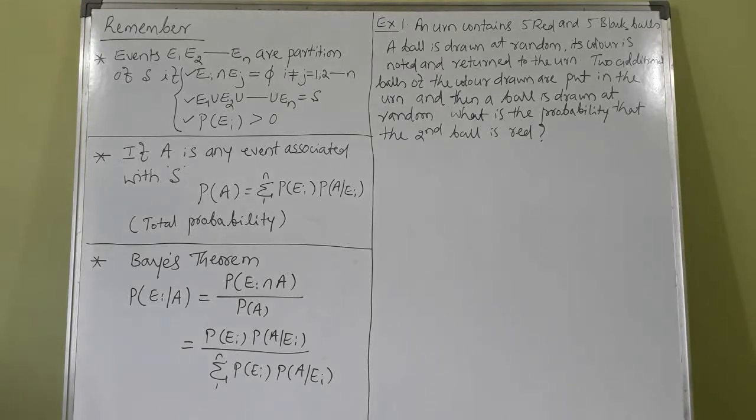So totally, the last two concepts are very important for solving examples: total probability and Bayes' theorem. Okay, let us consider the first example.